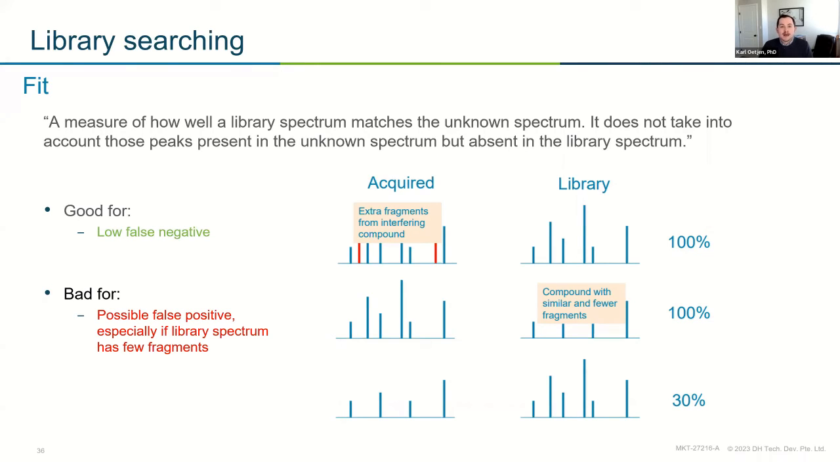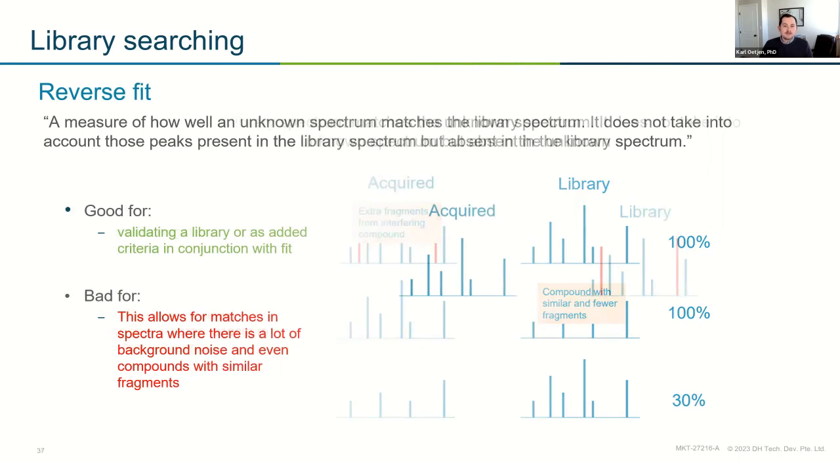Again, maybe you have collected the data in a way that you have high collision energy, you have a lot of these smaller fragments that are present in the spectrum. It's not going to penalize your score, but it still wants all of those diagnostic key ions that were in the library spectrum to be present, which is different than your first fit.